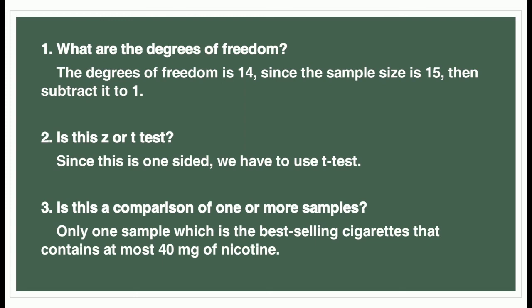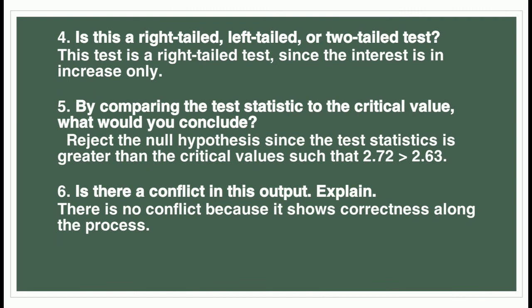The third question is, is this a comparison of one or more samples? Only one sample, which is the best-selling cigarettes, that contains at most 40 mg of nicotine. The fourth question is, is this a right-tailed, left-tailed, or two-tailed test? This test is a right-tailed test, since the interest is increase only.